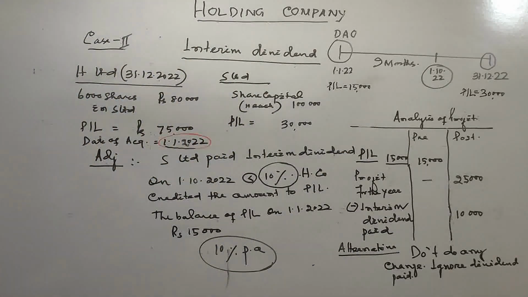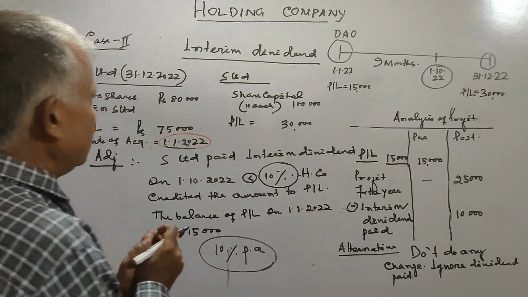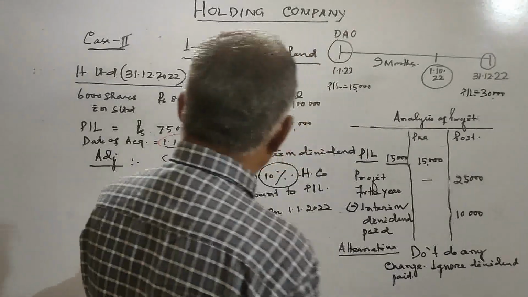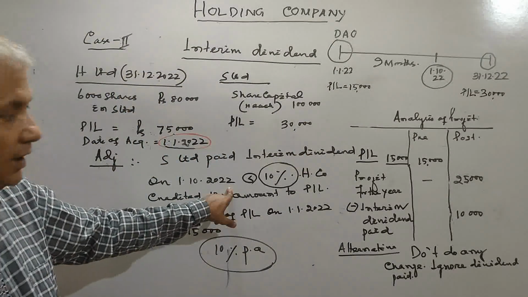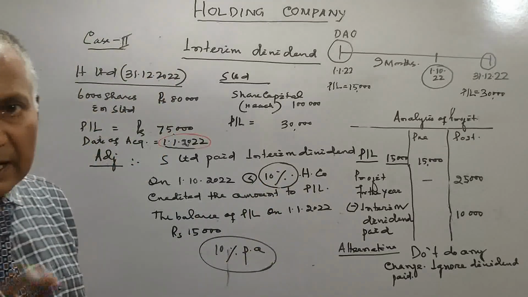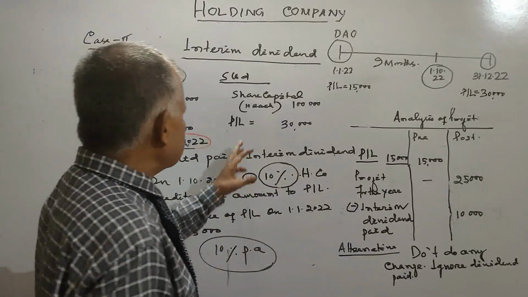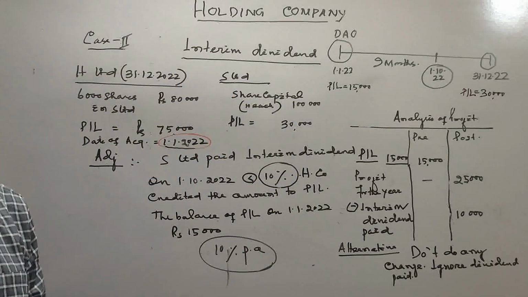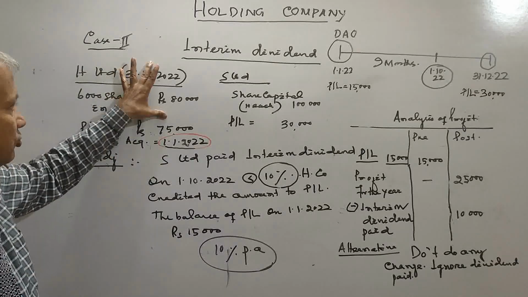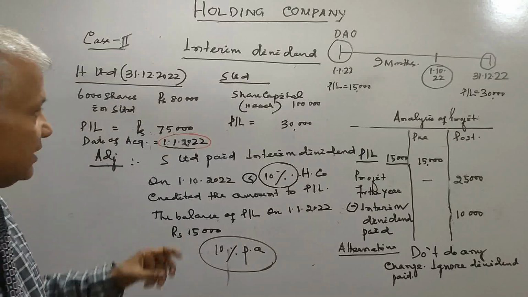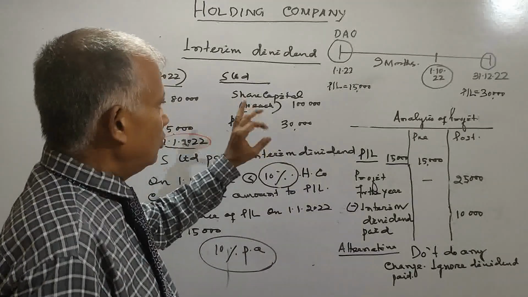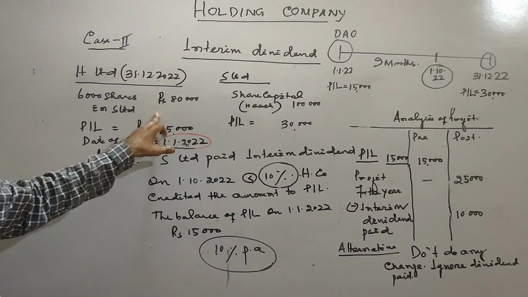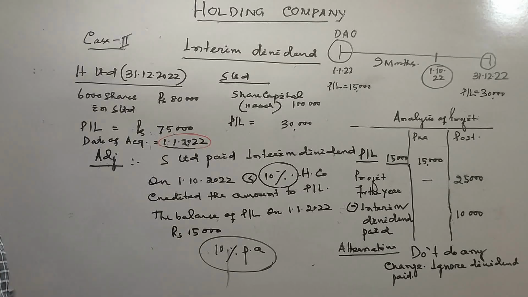Now friends, the company has paid interim dividend. This interim dividend is paid on 1/10/2022 at a rate of 10%, not per annum. So 10% means 1 lakh into 10%, that is your 10,000 is the dividend. Holding company holds 6,000 shares, that means 60%. So holding company will get 6,000, right? And the minority will get 4,000.